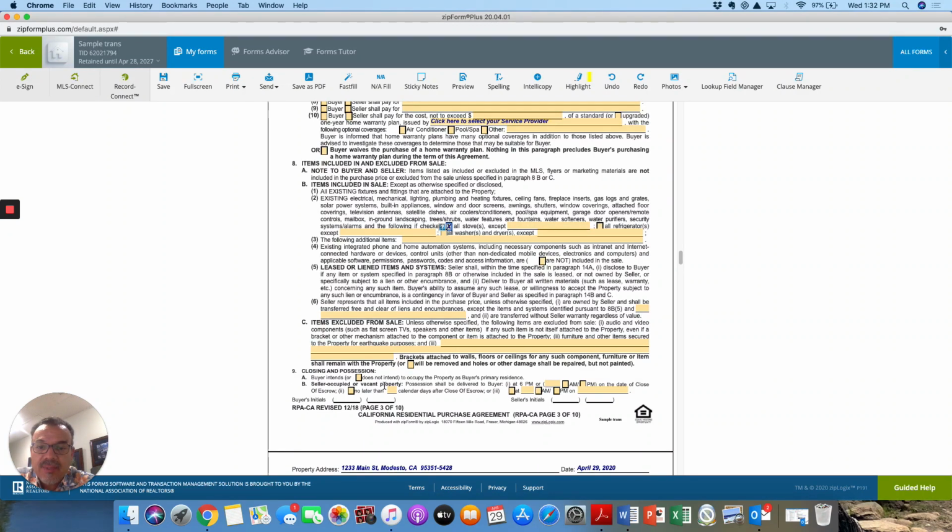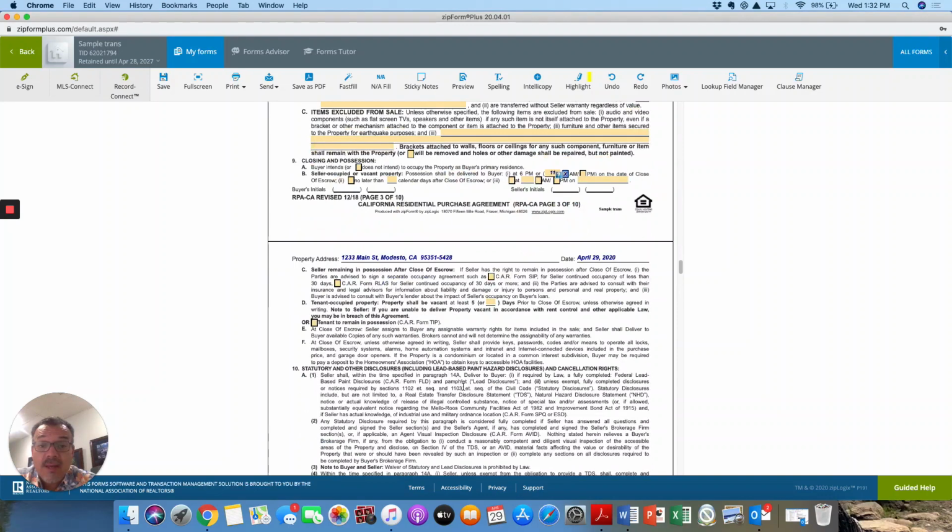Possession. When do you want the buyer to be able to receive possession? By default, they receive it at 6 p.m. on the date of close of escrow. I usually like to ask for 11 a.m. possession. If the sellers have a problem with that, they'll counter it back to you with something different. Sometimes sellers need a couple days to move out. That's where that gets addressed here. So if that's the case, we can talk about how to structure that when you get a counteroffer.